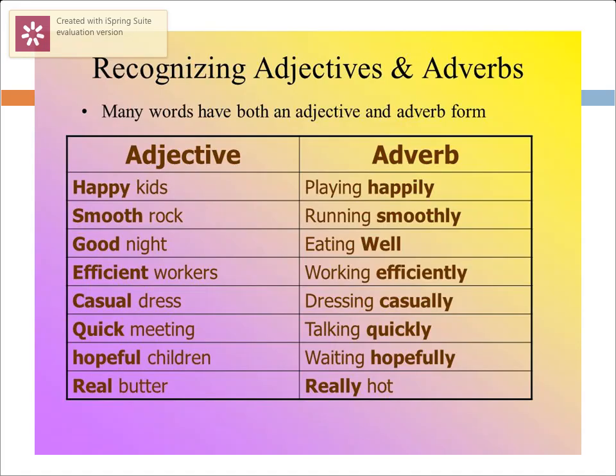Okay, let's look at some examples to recognize the adjectives and adverbs. Many words can have both an adjective and an adverbial form. For example, happy kids, because happy is coming before the noun kids, it's an adjective. And kids are playing happily. Here, happily is an adverb because it is modifying the verb playing. Smooth rock, adjective. Running smoothly, adverb. Good night, adjective. Eating well, adverb. Efficient workers, adjective. Working efficiently is an adverb. Right? Okay, I hope you understand.